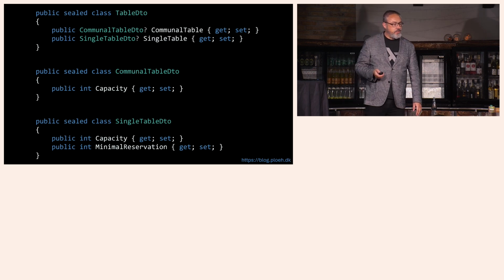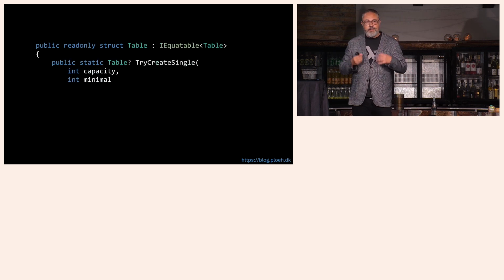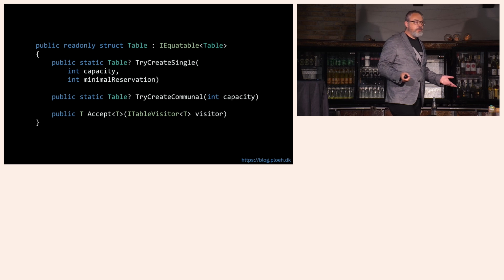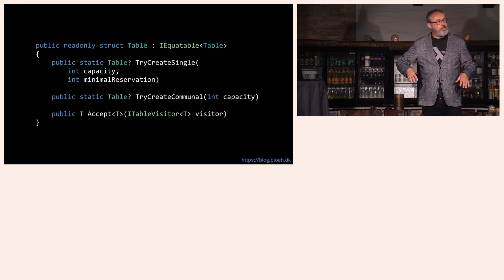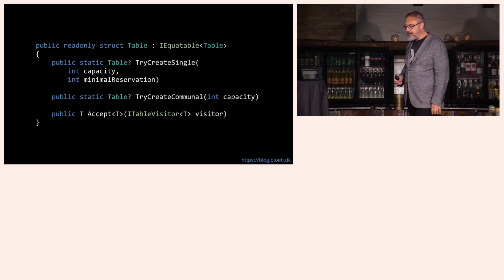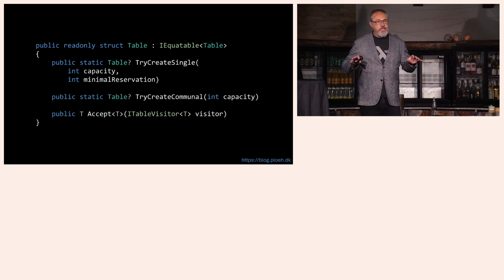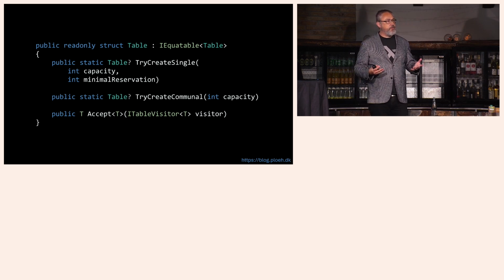luck. It's not that it's impossible, but it requires that you utilize the visitor design pattern, and that just requires a lot of boilerplate. So I'm not showing you all the boilerplate, I'm just showing you the public API of what such a thing might look like. Here we can try to create one of those things, and then you say, well, where's the capacity of the table? Where's the minimal reservation? We can't even see those values.